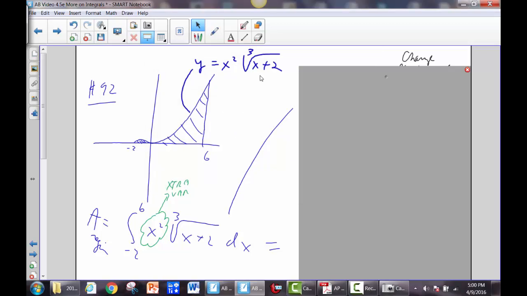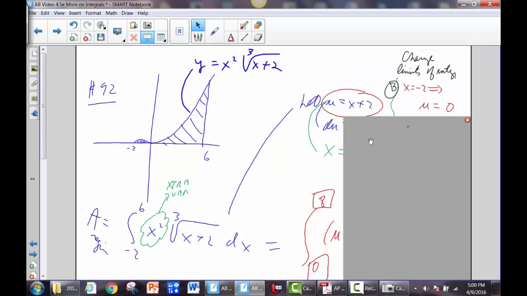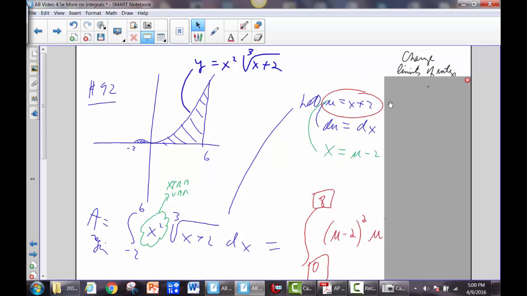of x plus 2. So of course because the graph is above the x-axis the whole time, the area of that region is the integral from x equals negative 2 to x equals 6 of our function. Now to integrate that, of course, what you're going to do is you're going to let u equal x plus 2, and therefore du equals dx. But now I have this extra stuff here, x squared, so I isolate x here and get x equals u minus 2. Now, while I'm at it, I'm going to change the limits of integration.